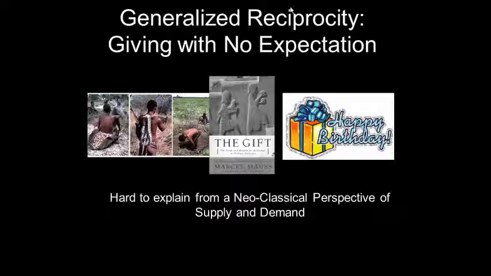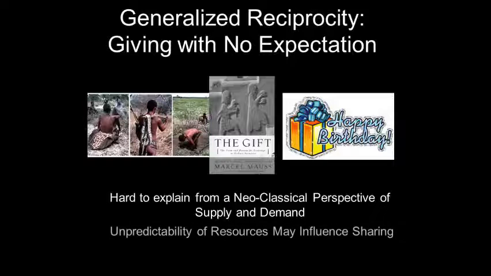This is really hard to explain from the ideas of Adam Smith, where we will always work for our own utility. We'll always try to find the best deal. We'll always try to get as much as we can. It doesn't make sense. Some people think that this may be a result of living in places where things may be scarce, where there's an unpredictability of whether we may be able to eat or not, and this may be the case in places like the Kalahari.